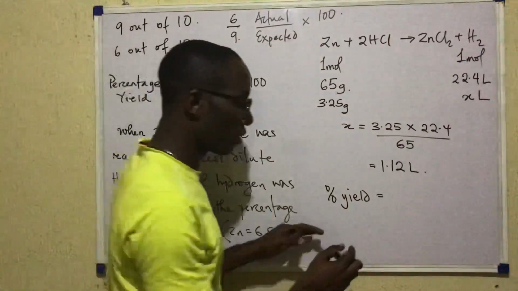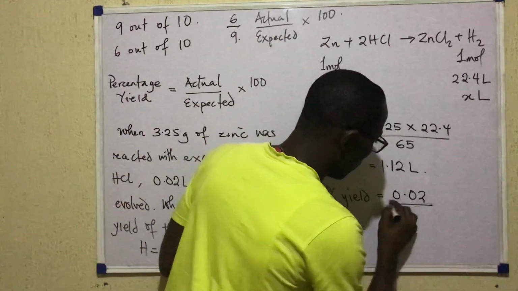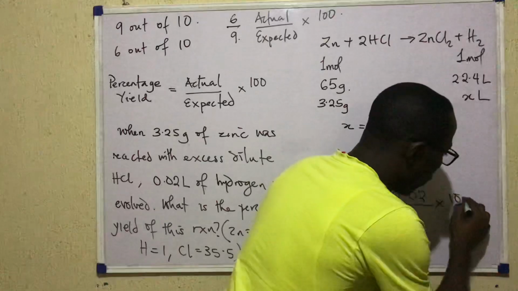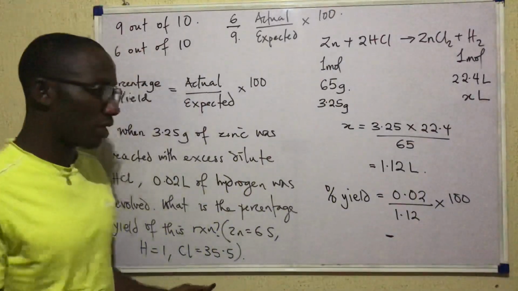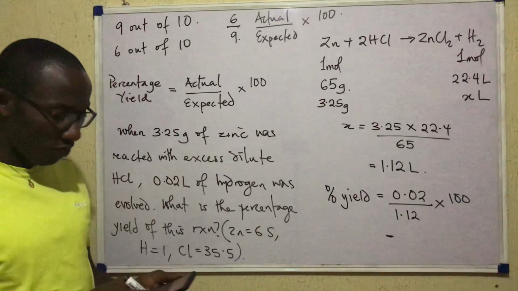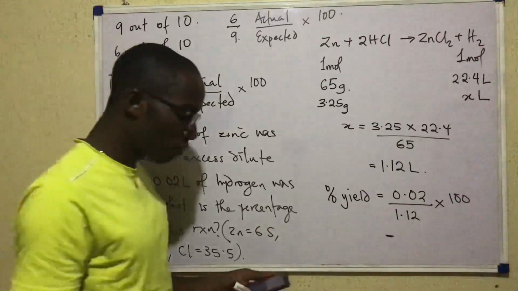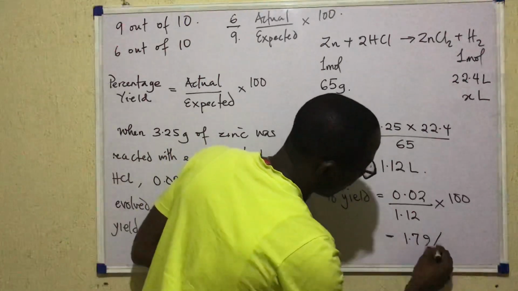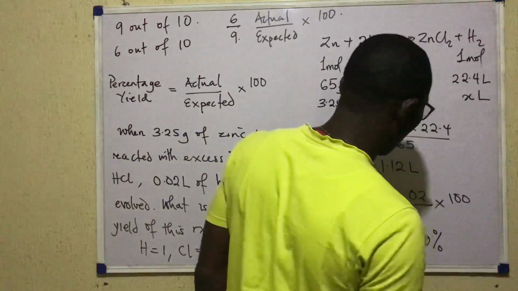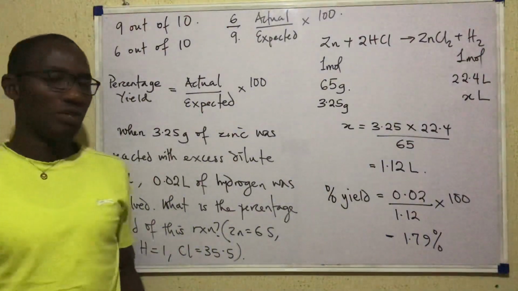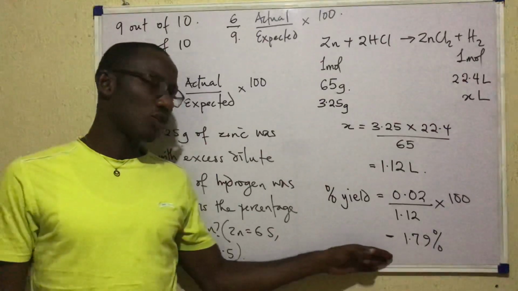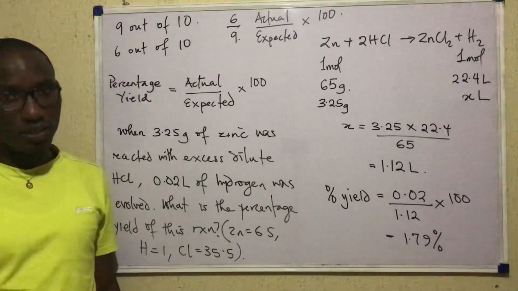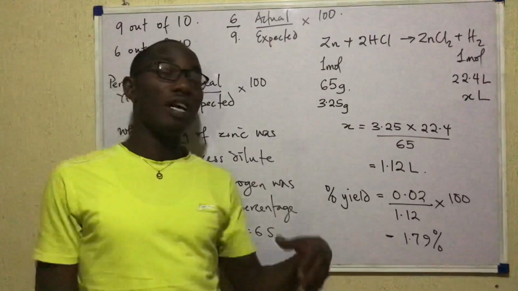The actual yield in the question, 0.02, divided by the theoretical yield, 1.12, times 100. Now for that, I'll need my calculator. So that becomes 2 divided by 1.12, and that gives me 1.79%. That's ridiculously low. So we have 1.79% as the percentage yield. And I can imagine that if a reaction were to give us this yield, it wouldn't be worth it at all. It would just be a waste of reactants. So typically, percentage yield values are high.